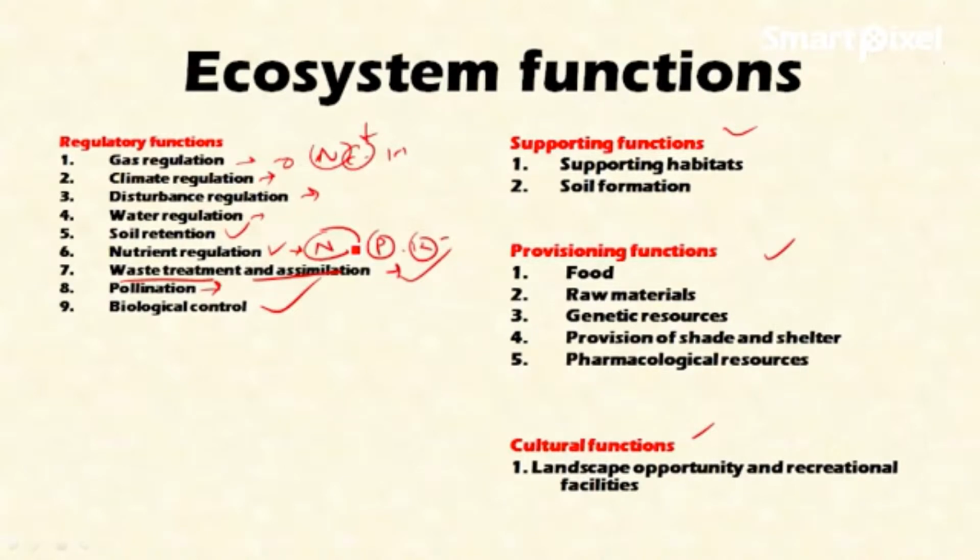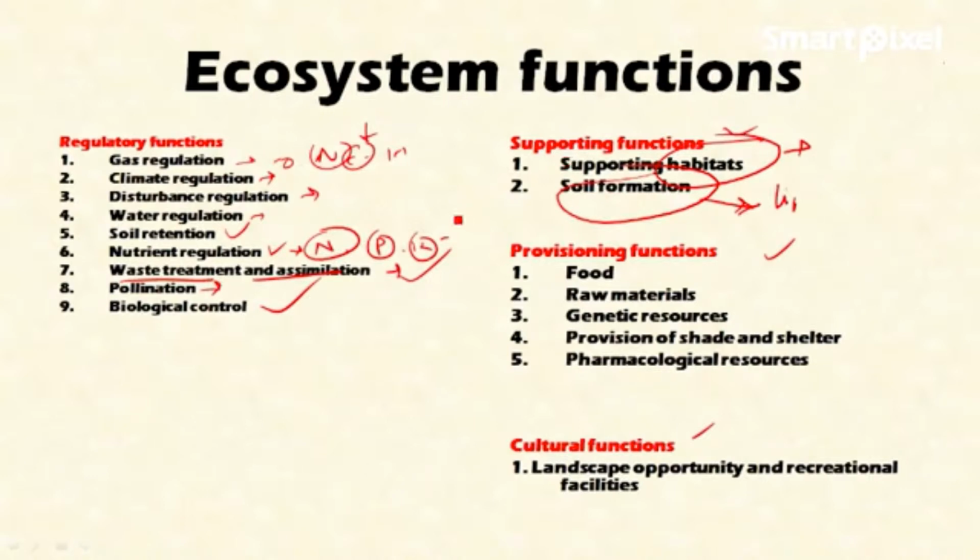Then the second important component is supporting functions. We discussed the niche in our previous slides. For a particular organism there will be a particular niche which supports its habitat, so the ecosystem provides habitat. Then soil formation is also provided by the ecosystem through interaction of living organisms, that is fungi and bacteria, and abiotic factors like rocks and minerals. When weathered in association with living organisms, these result in the formation of soil through a course of time.